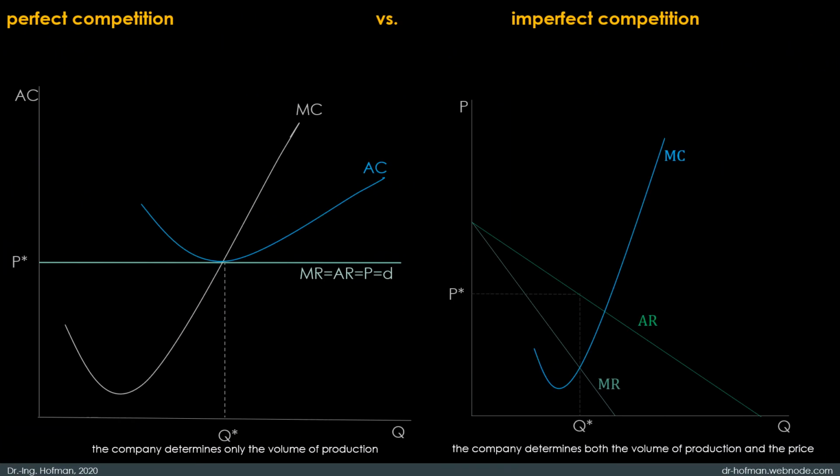Let's explain the differences between perfect competition on the left and imperfect competition on the right graphically. You already know this graph where the company determines only the volume of production. There is optimum quantity of the product where the MC line meets the price line of marginal revenues, average revenues, price, and demand. In this point, we get the optimum quantity.